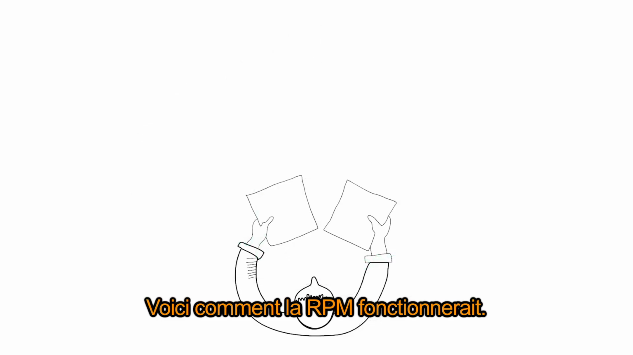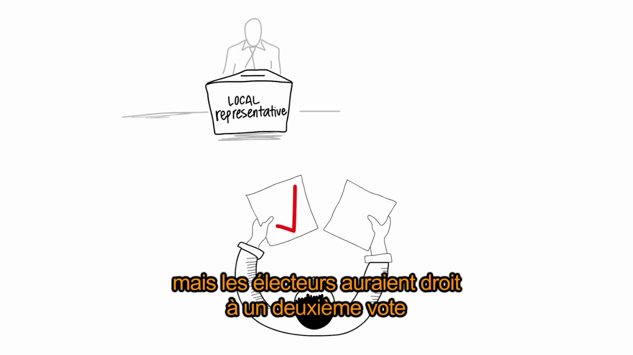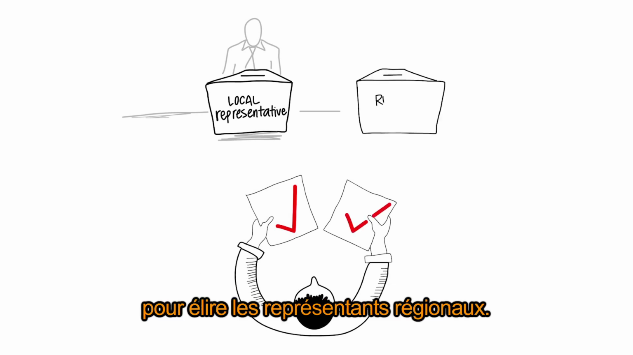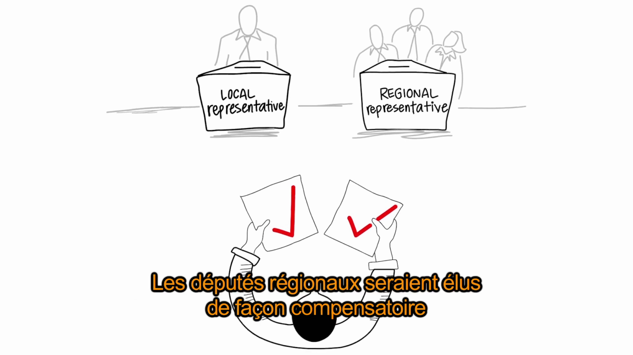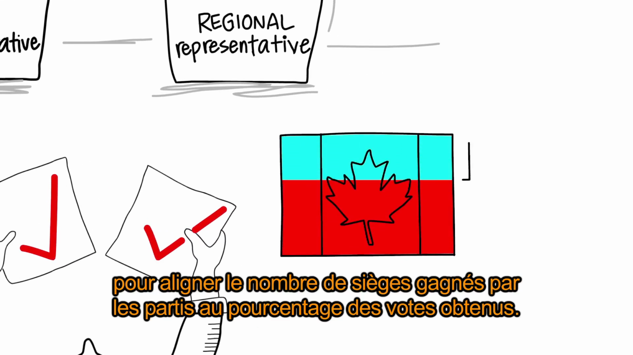Here's how the MMP system would work. The 207 local MPs would be elected just as our MPs are elected now. But at the same time that voters cast a vote for a local representative, they would also cast a vote for regional representation. These regional MPs would be used to top up the results to accurately reflect the popular vote for the different political parties.